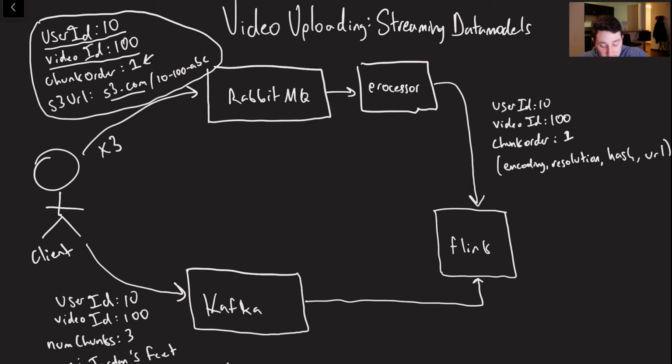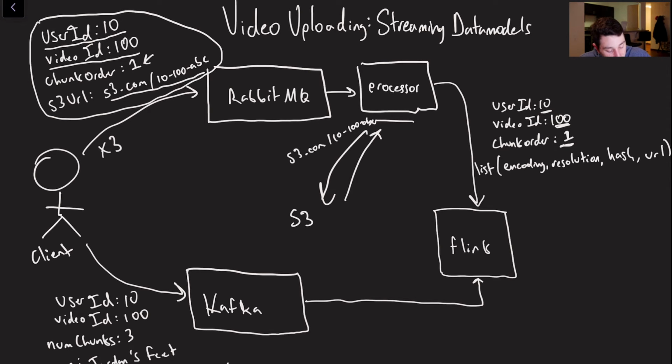Here's the S3 link that we got after uploading it. We can put that in RabbitMQ. The processor is going to process it. And from S3, it's going to say, hey, get me s3.com/10/100 ABC. S3 is going to respond to it. And then from there, it's going to basically put in Flink, hey, here's chunk number 1 of video 100 for user 10, and then it's going to actually provide a list of all the different chunk copies that it made. Their encodings, their resolutions, their hashes, their new S3 URL. It can actually put that in Flink.